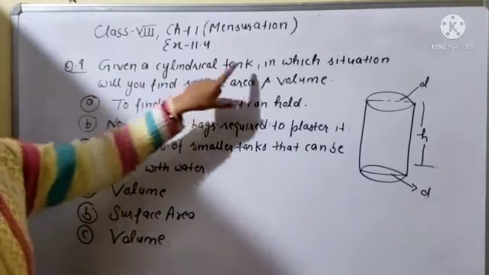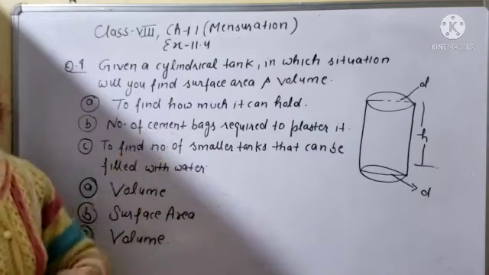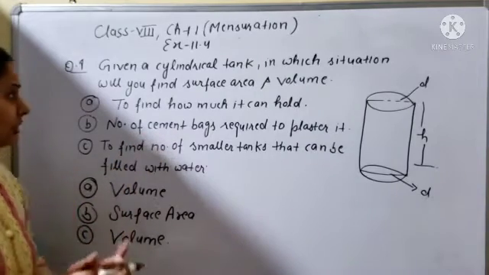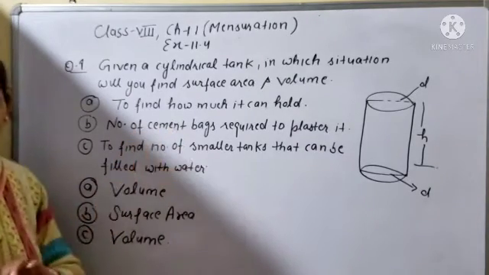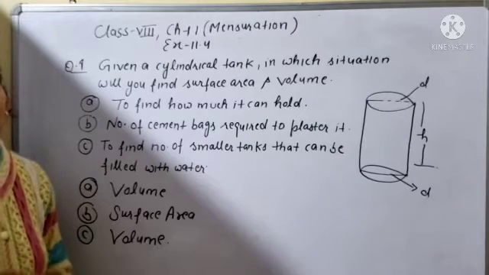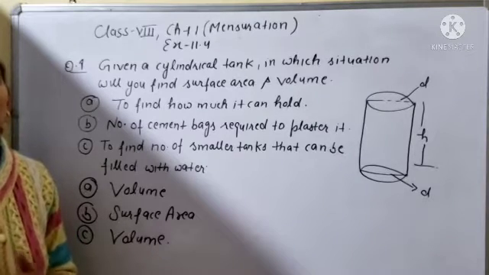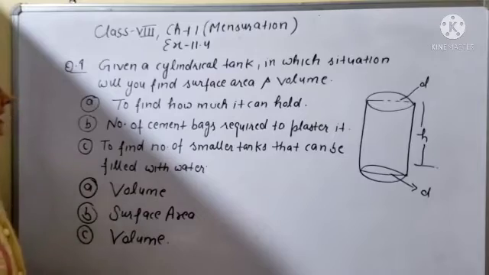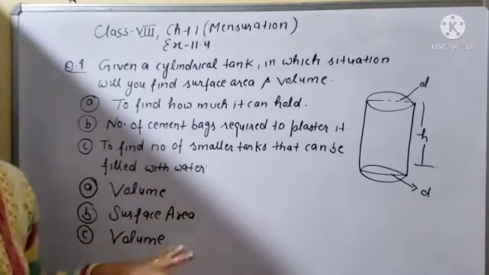So given a cylindrical tank, in which situation will you find the surface area and volume. In the first part, to find how much it can hold, so how much gas it can hold. It will be any liquid things, and it means you will find out the quantity of the cylindrical tank. So quantity will be the volume.